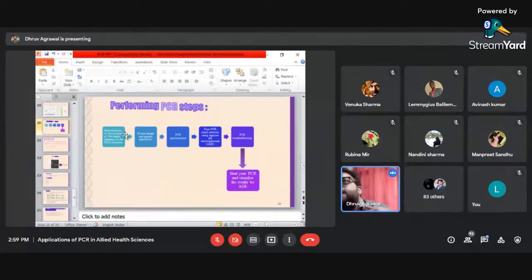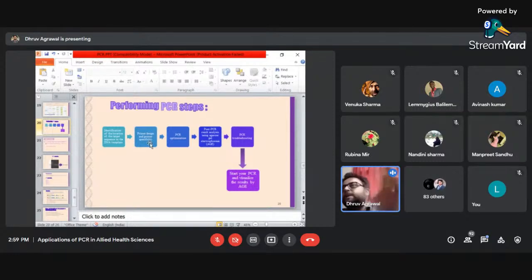So identification of the location of the target sequence in DNA template. So what particular sequence you have to amplify, right? So that you should identify first. And that could be, let us say, any gene of your interest, right?